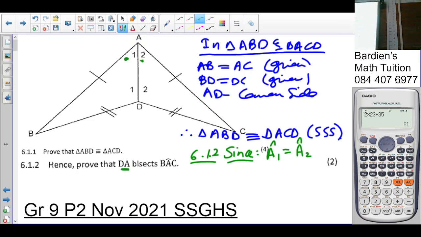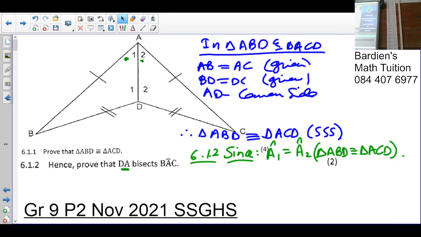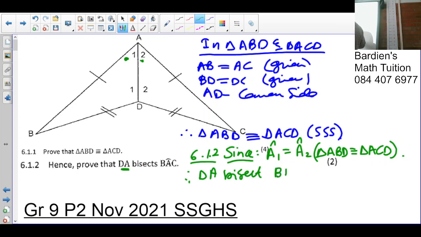Since that is the case, and why is that the case? Because triangle ABD is congruent to triangle ACD. We have to state that. So we can conclude. Therefore, DA bisects angle BAC. These two marks: one here and one in your reason. But you have to do the conclusion. If you don't conclude, you lose the one. You get the one for angle A1 is equal to angle A2.